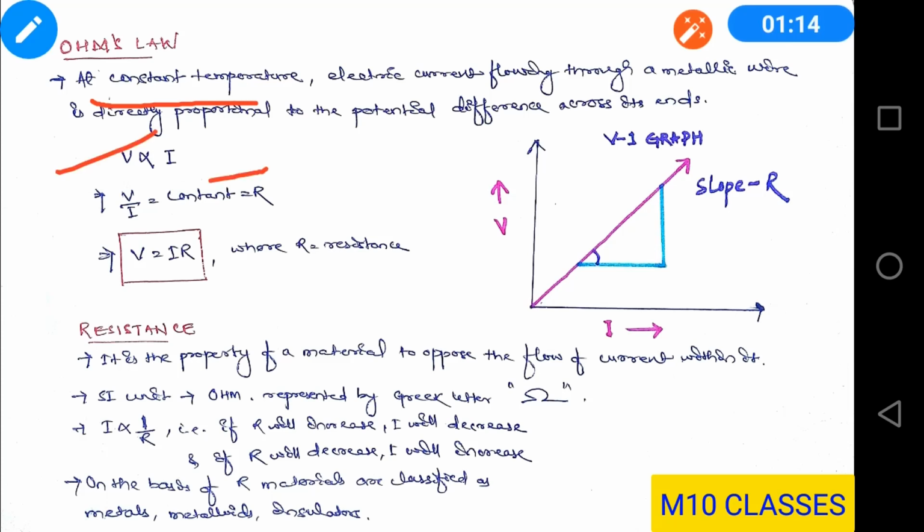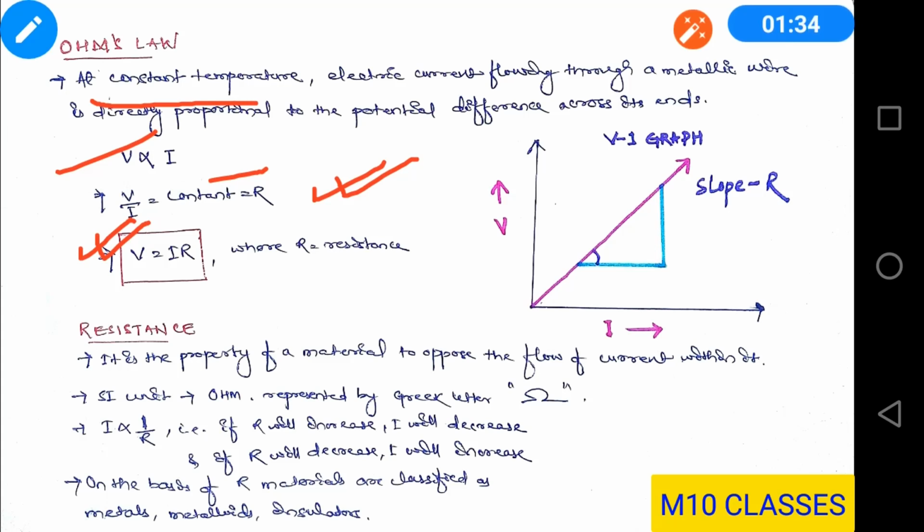So this will give you V by I is a constant, that is your R. Now what is R here? R is resistance. So finally it will give you the formula V equals IR. This is the formula for Ohm's law. Okay, this is very important.